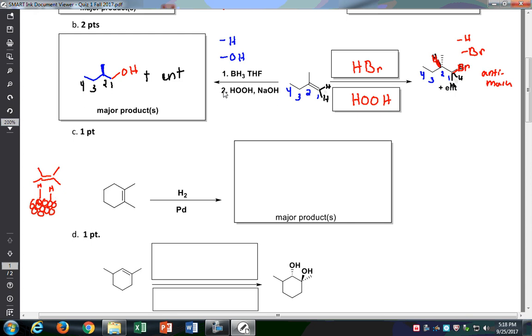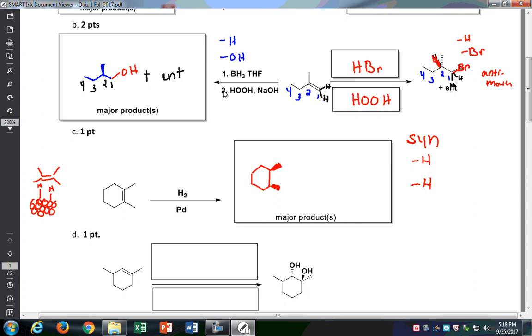Because remember, the metal is not dissolved in solution. It is a solid catalyst. It is heterogeneous. So whatever side of the pi bond interacts with the metal first, that's the side both of the hydrogens add on. So we get syn addition of hydrogen and hydrogen. So we would typically get both enantiomers of our syn addition, but in this case we don't get another enantiomer because this is a meso compound.